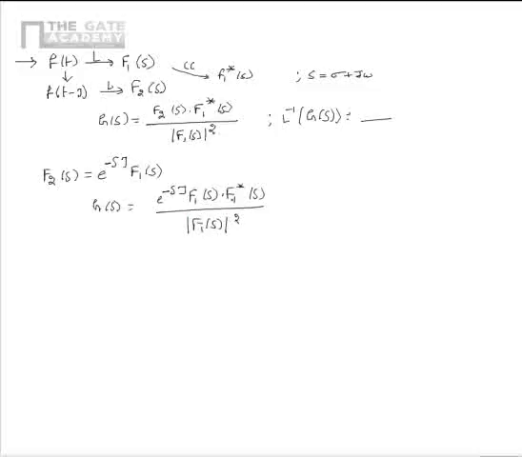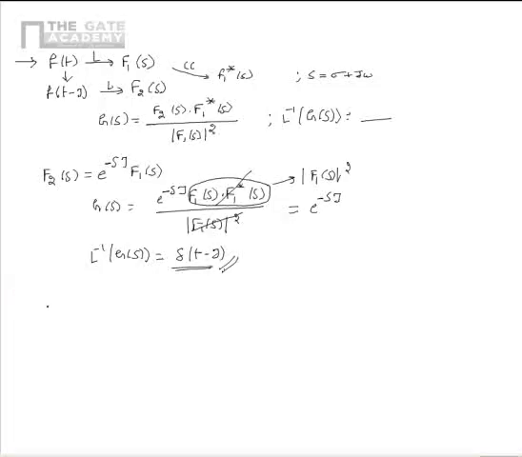But we know that f1 of s multiplied by f1 star of s is equal to mod of f1 of s whole square. So the corresponding terms in numerator and denominator get cancelled to get g of s as e power minus s tau. From this we can write that L inverse of g of s is equal to the delayed impulse, which is delta of t minus tau, that is the impulse at the instant tau. This is the required inverse Laplace transform.